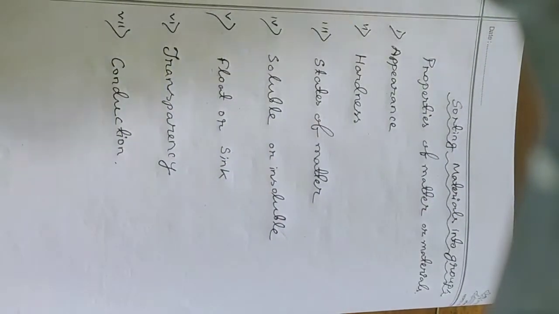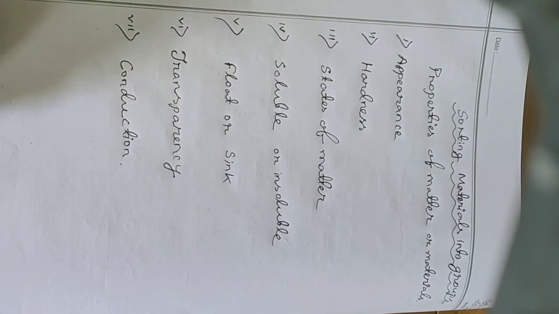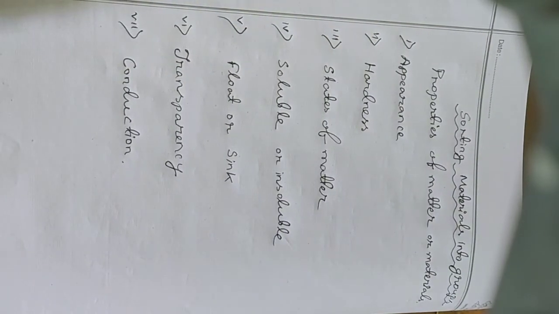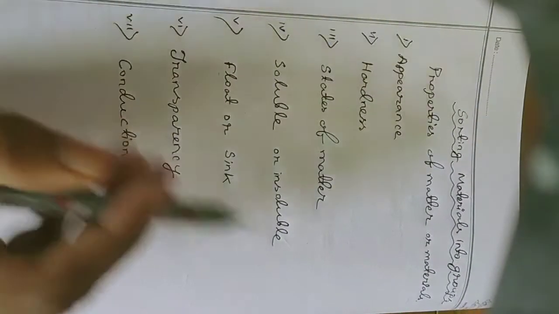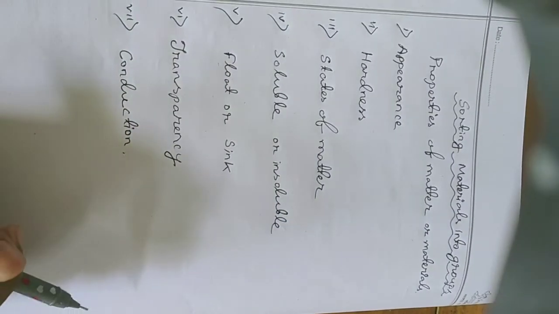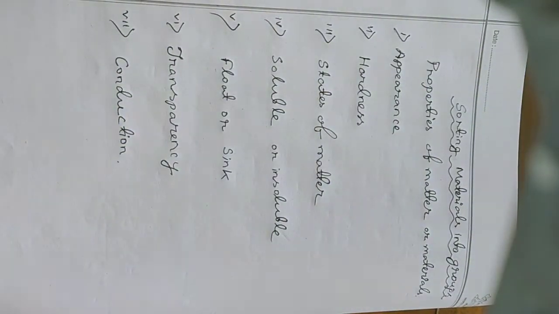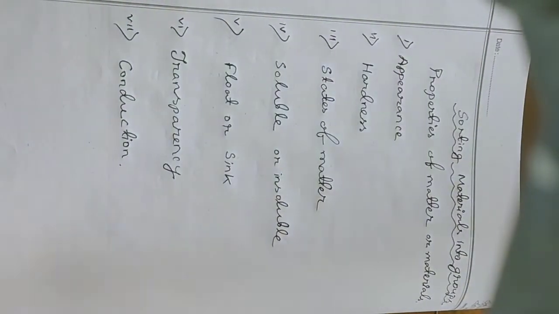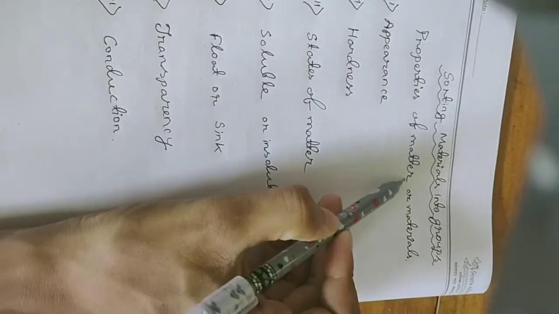Now for example, you have a wooden chair, and then some have a wooden bed, then plastic chair, plastic bags. These kinds of things are made of, some are plastic, some are wood, some are made up of metals. Now how can we classify them in different groups? To know that, we have to learn some properties of materials or matter.